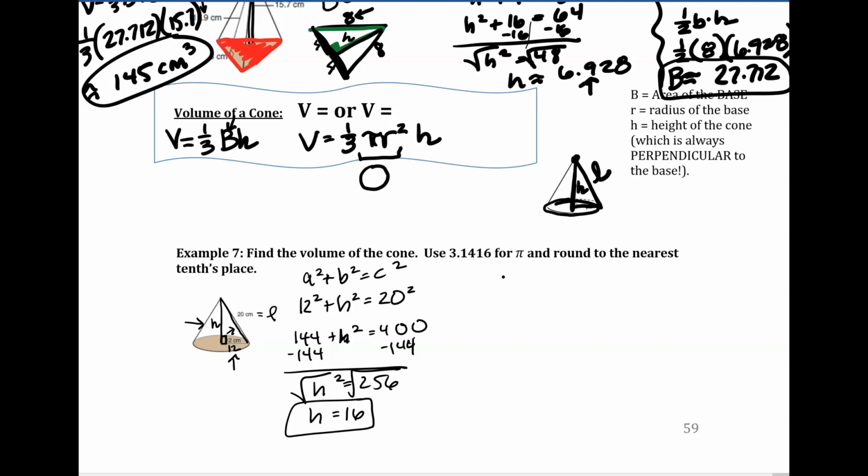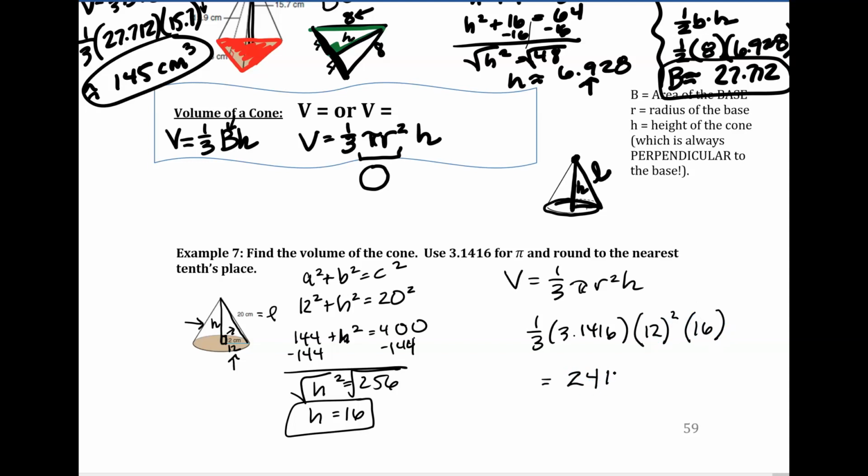So the next step is just to use the volume formula. So 1/3 pi r squared h. So 1/3, 3.1416, times the radius, 12, squared, times the height of the figure, which is 16. And if we multiply that, we get 2,412.7 cubic centimeters.